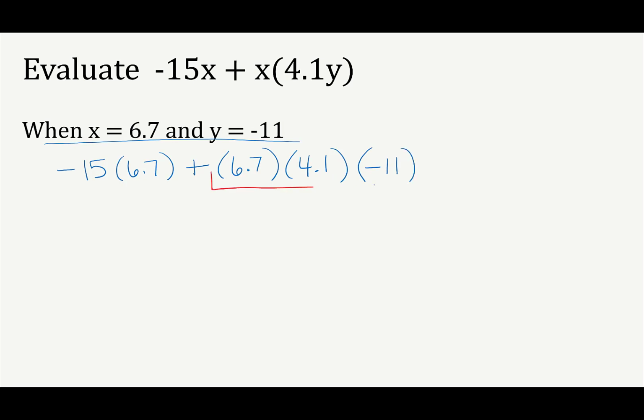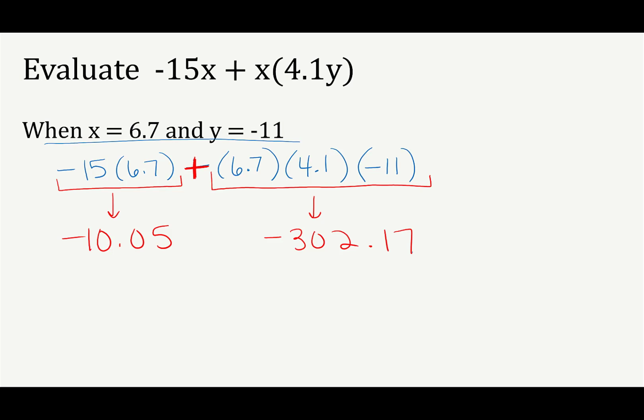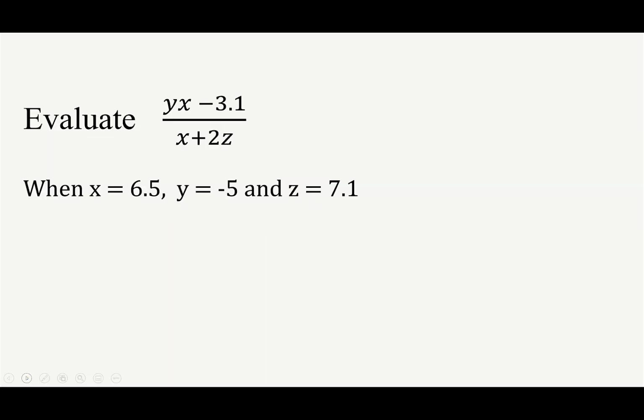Next, orders of operation says we need to multiply first before we can do this addition here in the middle. Go ahead and take a minute and multiply these numbers together. Negative 15 times 6.7 is negative 10.05, and then 6.7 times 4.1 times negative 11 is negative 302.17, and we are adding these two values together to get a total of negative 312.22. Okay, this will be the last problem on this video.